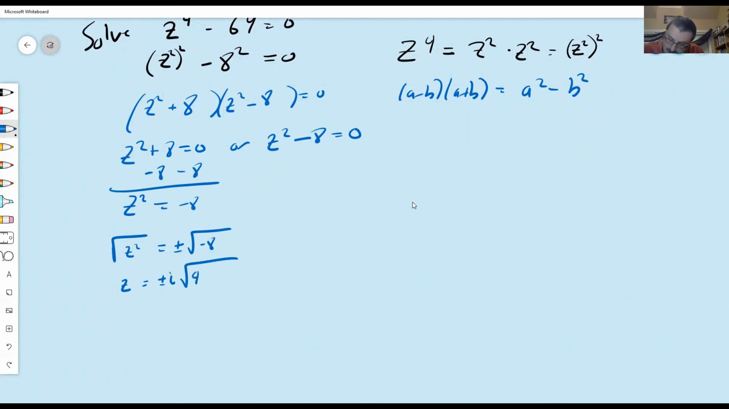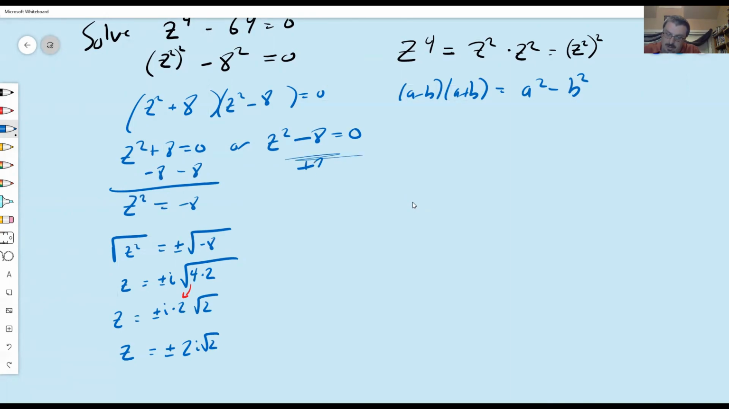And 8 is actually 4 times 2. So simplifying that, we're going to have z equals plus or minus i times 2 times the square root of 2, right? Square root of 4 gives me that 2 right there. Or a little prettier, plus or minus 2i square root 2. That's half of it. Still got to do this fellow right here.